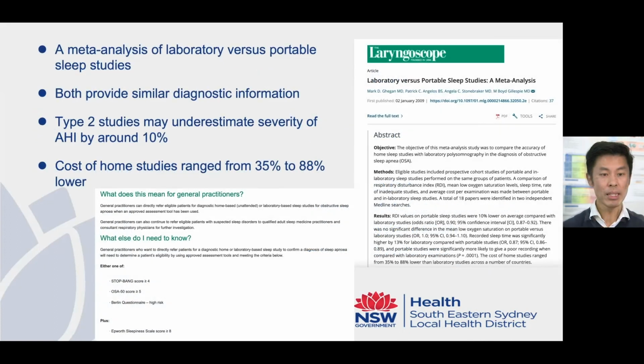It is also not suitable for patients who have severe physical disability or in an environment that is not suitable for sleep. This meta-analysis published in 2009 compared the two types of studies and showed that both provide similar diagnostic information, but it does underestimate severity of AHI by approximately 10%, with significantly cheaper cost. In terms of the Medicare ruling, this has been changed recently to reflect this.